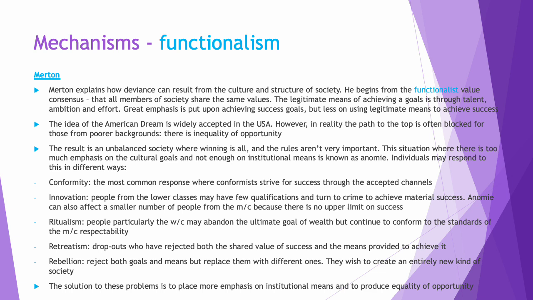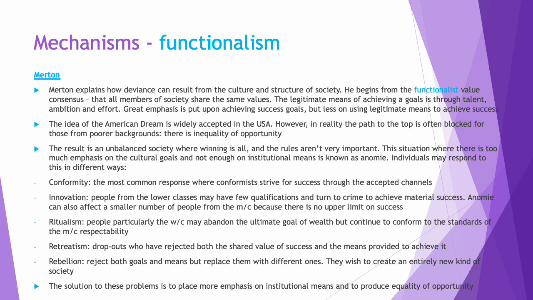There's inequality of opportunity. The result is an imbalanced society where winning is all and the rules aren't very important. The situation where there is too much emphasis on the cultural goals and not enough on institutional means is known as anomie. Individuals may respond to this in different ways. Conformity is the most common response, where conformists strive for success through the accepted channels. Innovation is where people from the lower classes may have few qualifications and turn to crime to achieve material success.